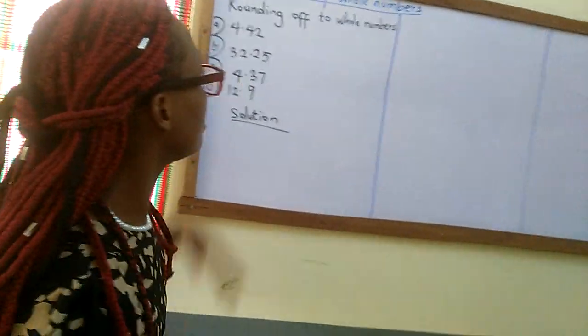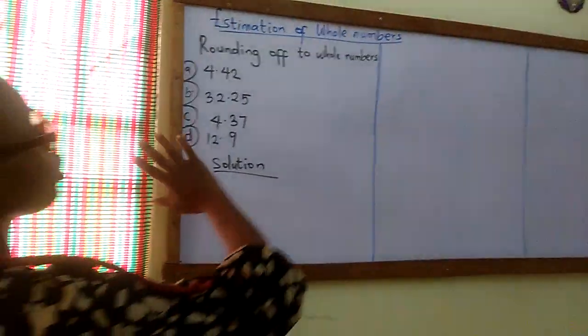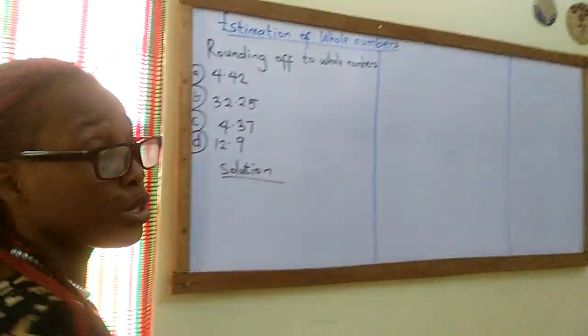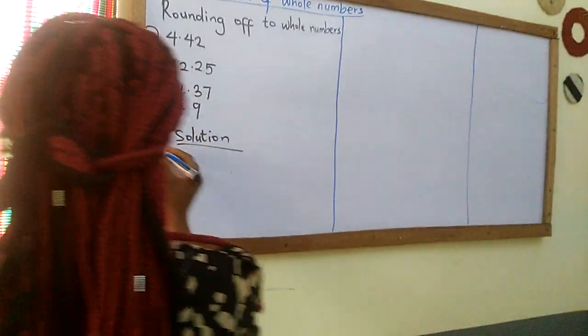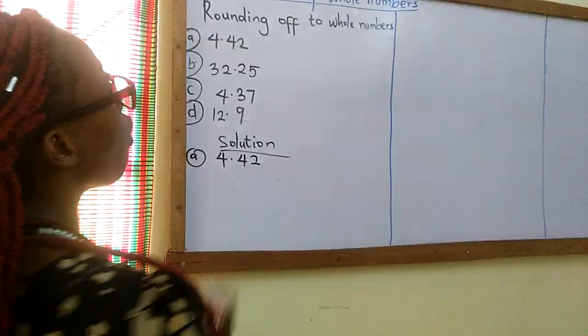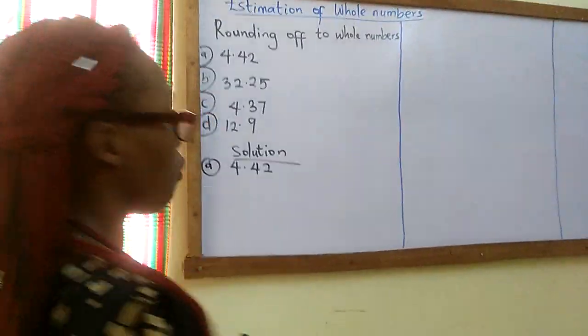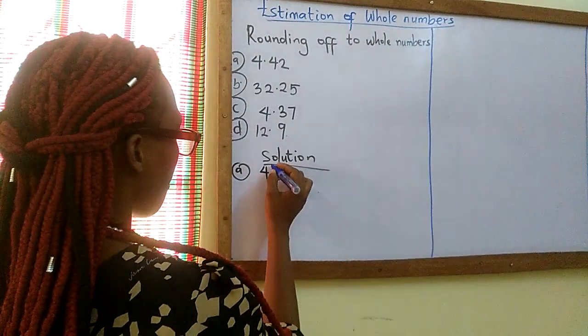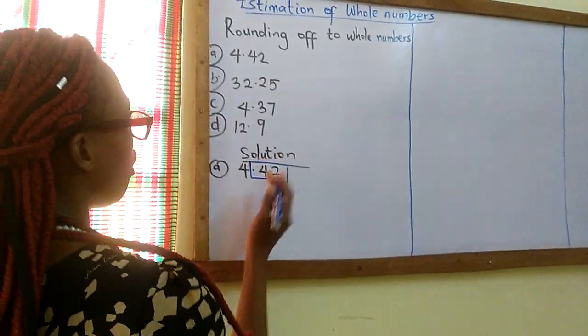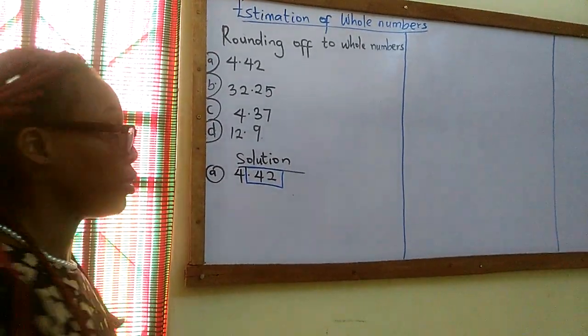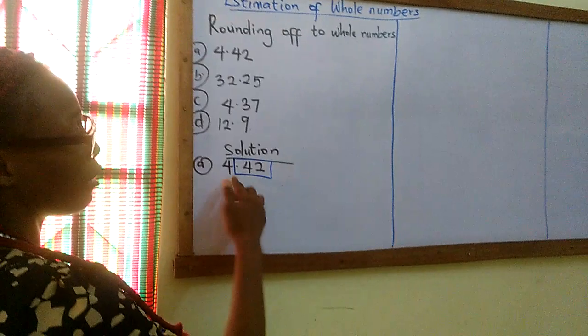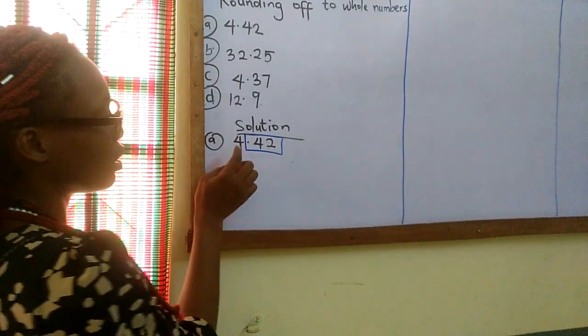So today we are still on estimation of whole numbers. Now for this question we are told to round off to whole numbers. For question 1, we are told to round off 4.42 to whole numbers. Remember, when we say whole number, we don't need this 0.42. We don't need these numbers after the point. We just need this number 4.